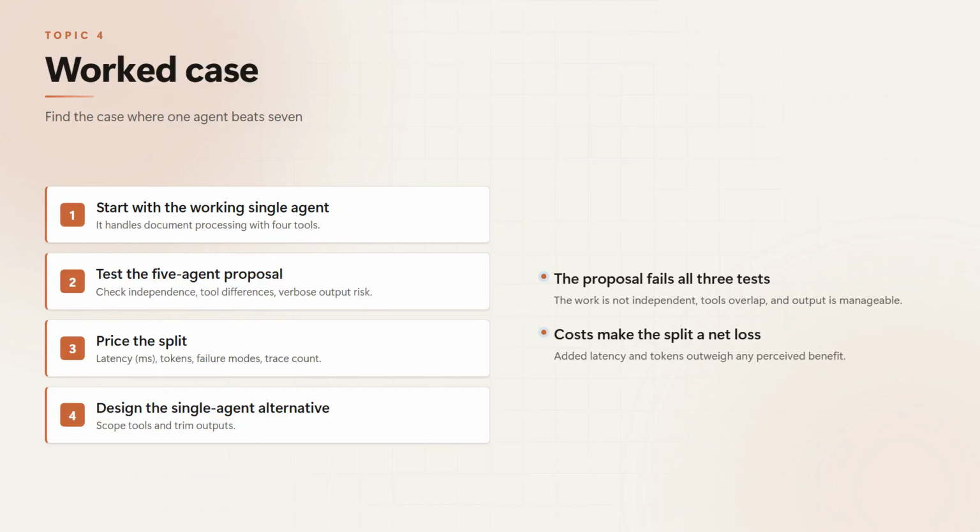Now price it. Each handoff adds, say, 200 milliseconds latency and 500 tokens of duplicated context. With 4 handoffs, that is 800 milliseconds and 2000 tokens per request. You also add 4 new failure points and turn 1 trace into 5. The single-agent alternative simply scopes tools better and trims outputs more aggressively. The only leftover benefit would be if you needed strict privilege separation or true parallel execution, and here, you do not. The rest of the cases follow the same pattern.